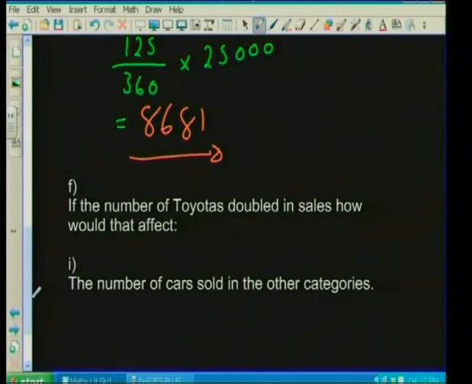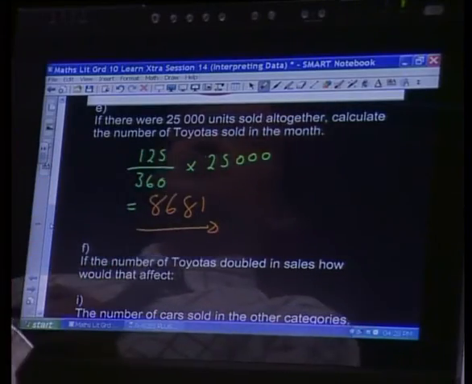If the number of Toyotas doubled in sales, how would that affect the number of cars sold in the other categories? Well, it wouldn't affect them, would it? Because we've still sold so many VWs, so many Mitsubishis, so many Fords. But my amount of Toyotas sold has doubled. Now, how would that affect my pie chart? Well, that's going to affect it greatly, isn't it? Because now, instead of selling 25,000 cars, I've sold more than 25,000 because my sales in Toyota doubled.